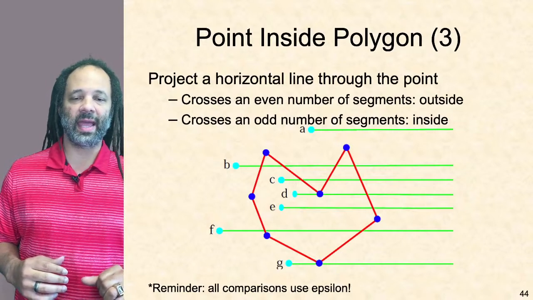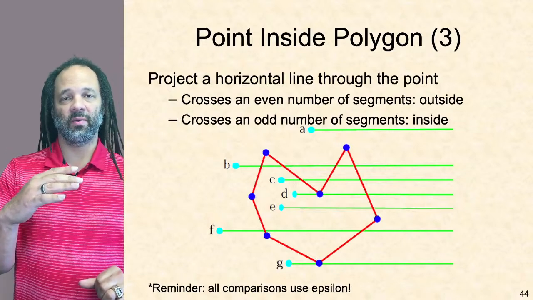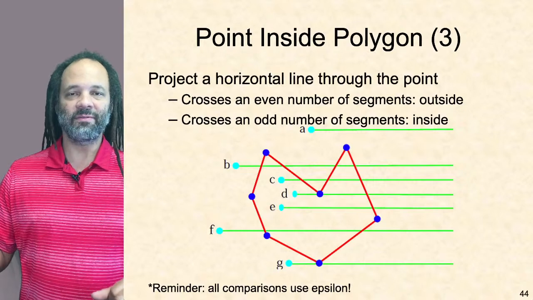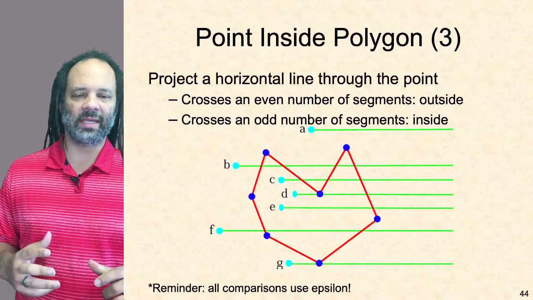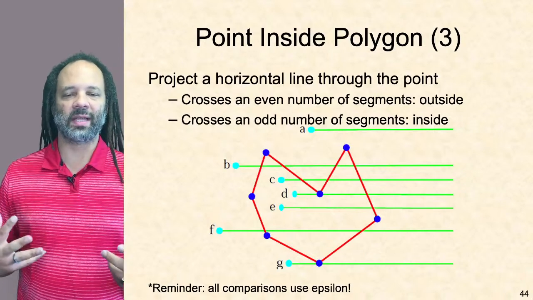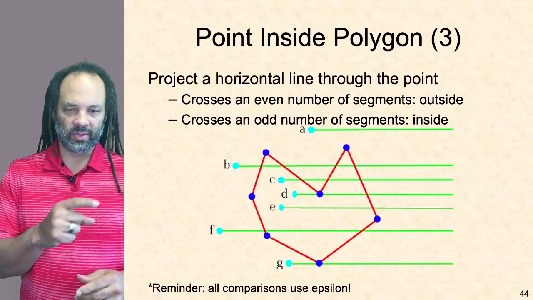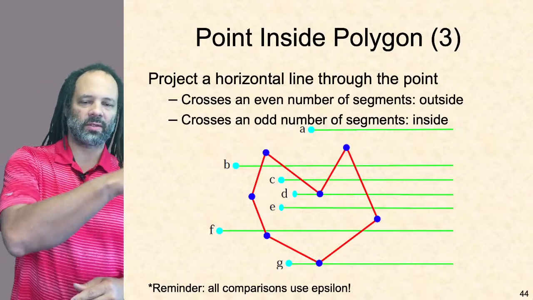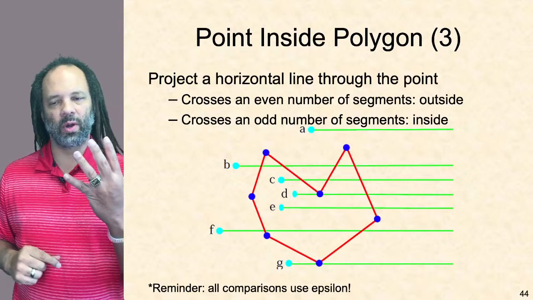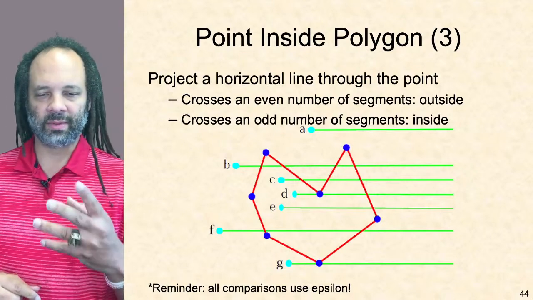So starting at A, we see that it crosses none. Well, that's 0, but that's an even number, right? So if it crosses an even number of line segments, then we can say that it's outside of the polygon. So you see B there, B crosses those top 2 and then moves over and crosses the other top 2 for a total of 4. Even number, outside the polygon.